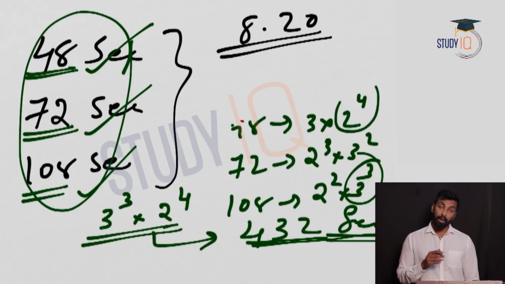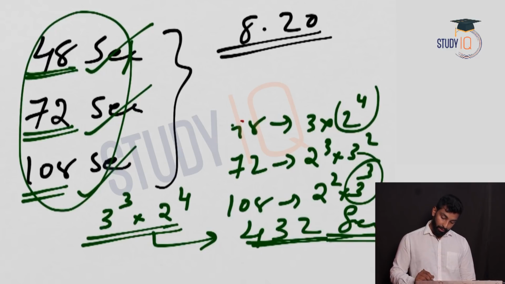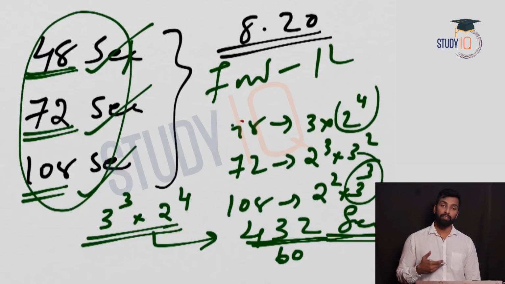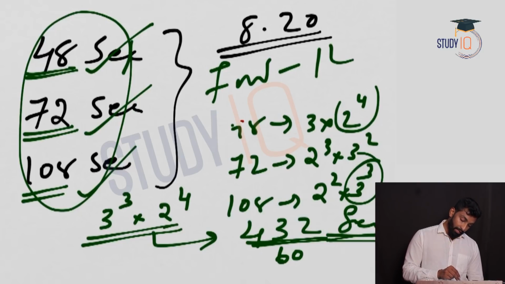What does it mean? After 432 seconds, all the 3 will change simultaneously, right? 432 seconds means how many minutes? So we need to convert into minutes. Divide by 60, you will get 7 minutes and 12 seconds, right? So after 7 minutes and 12 seconds, it will change again. Initially it was at 8:20, so you add 7 minutes to that. So your answer is 8:27.